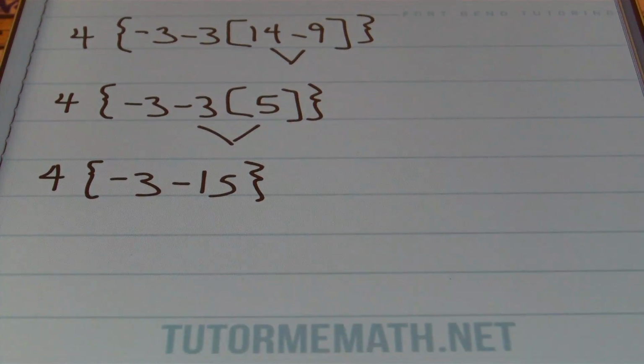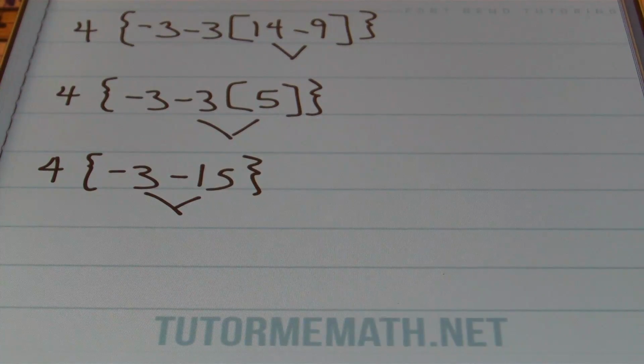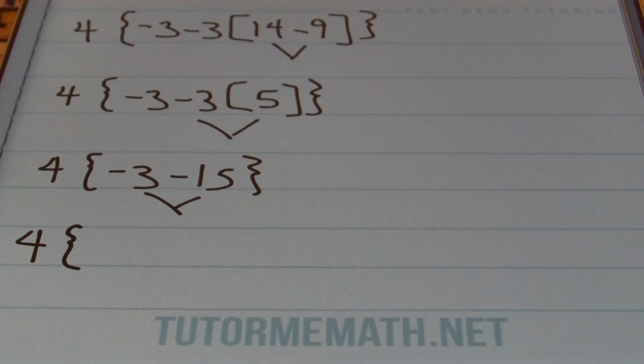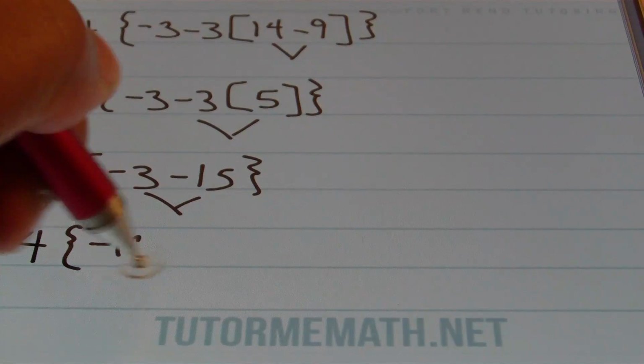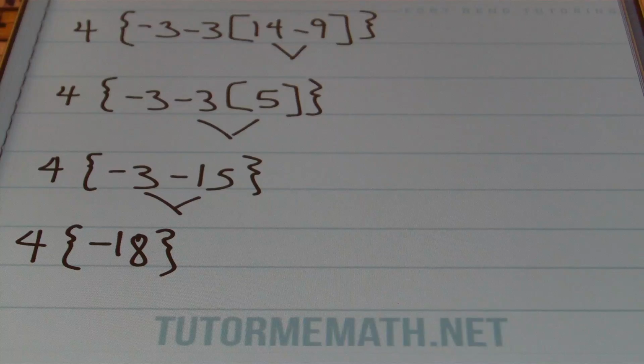From here, we're going to go ahead and combine the negative 3 and the negative 15. Bring down that 4 and carefully construct your brace. Very good, Mr. Witt. We're going to combine the negative 3 and the negative 15 to give us negative 18. Close brace. And now, the final step. We're going to multiply 4 times negative 18.